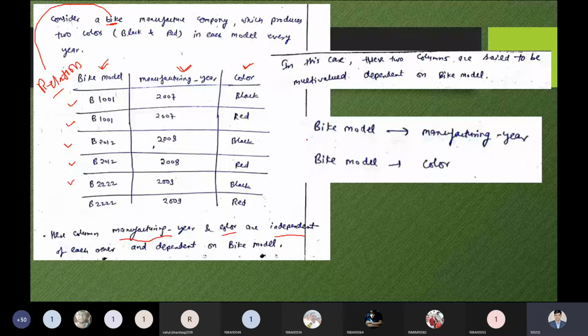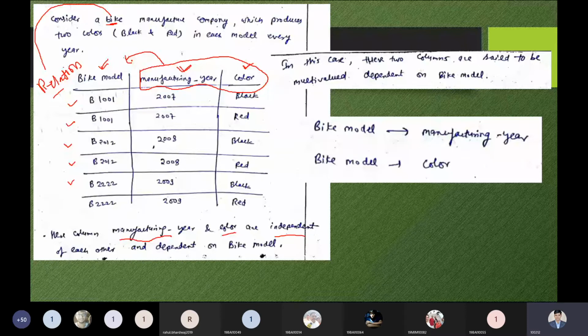So in this case, these are two different columns which can carry information in the form of multi-valued dependency. These are the two different attributes which depend on the bike model or car model. Suppose a company is manufacturing a car or a bike and introduces it in a particular year, then definitely the information of manufacturing year and color will be provided.